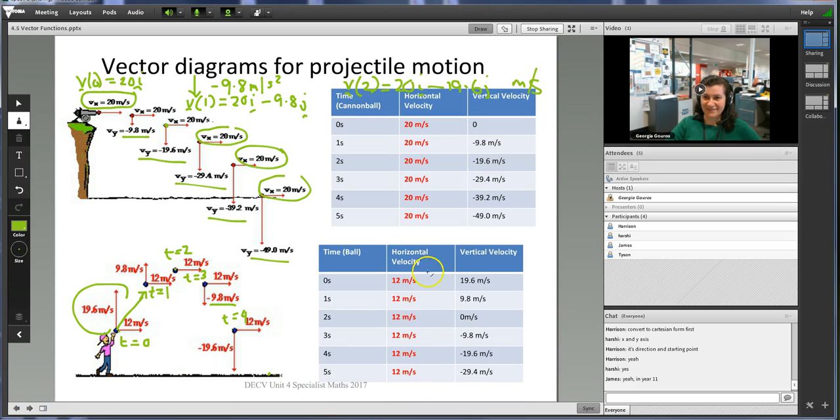So you can see that the horizontal velocity, and that's the whole point, is remaining constant, but the vertical velocity is being influenced by gravity. That's what projectiles are: objects under the influence of gravity. Assume no air resistance affecting the horizontal velocity.